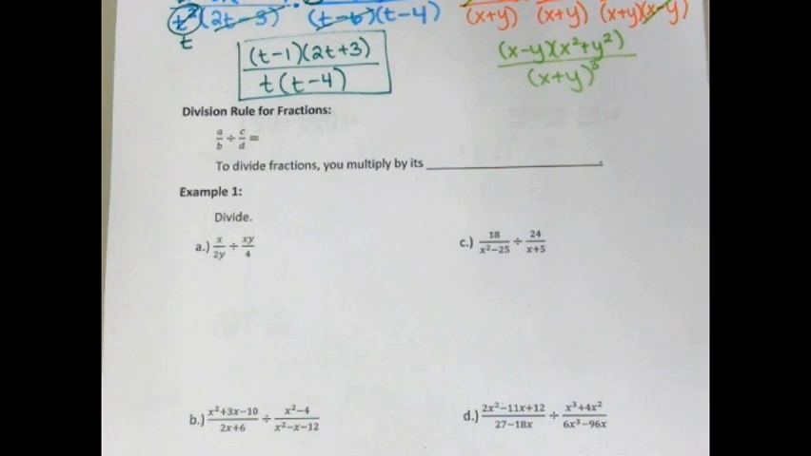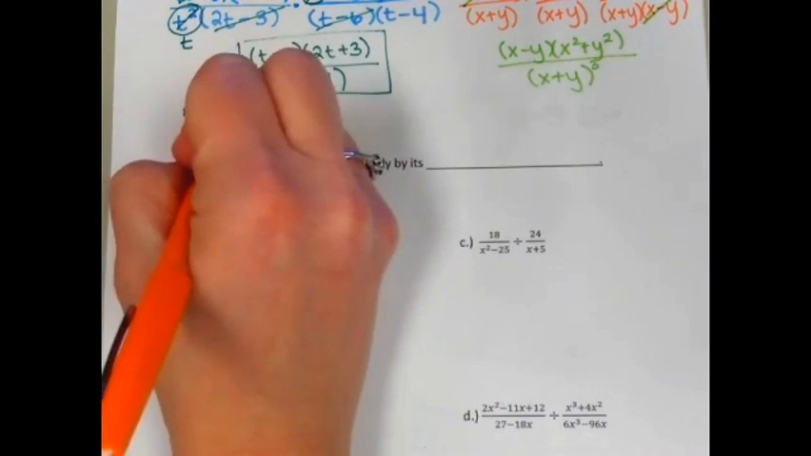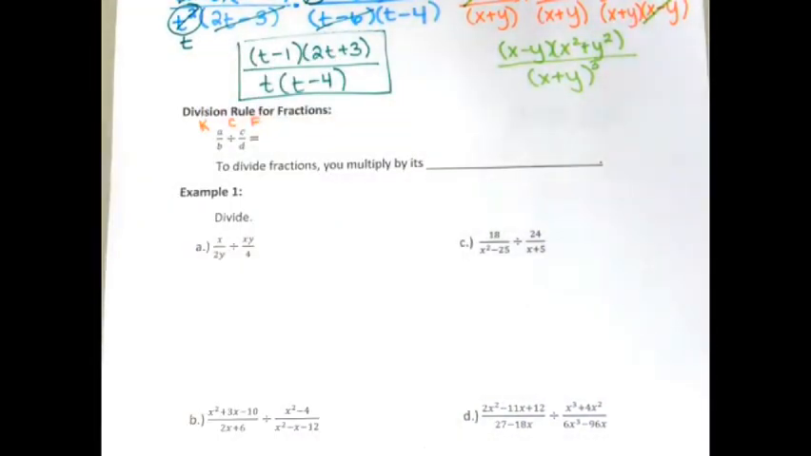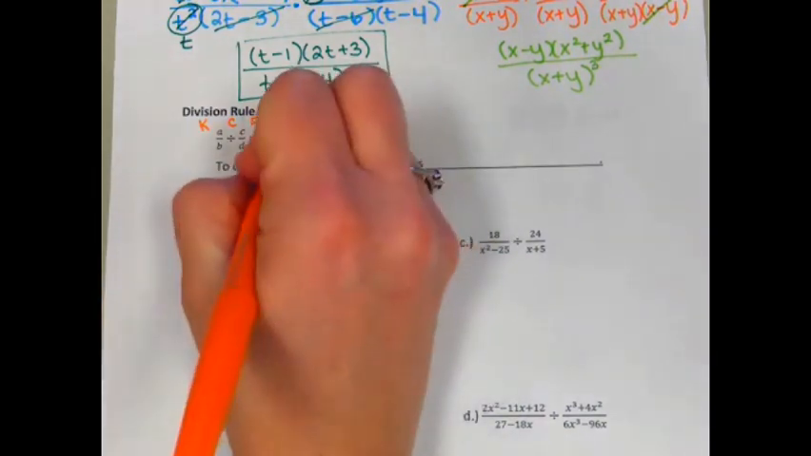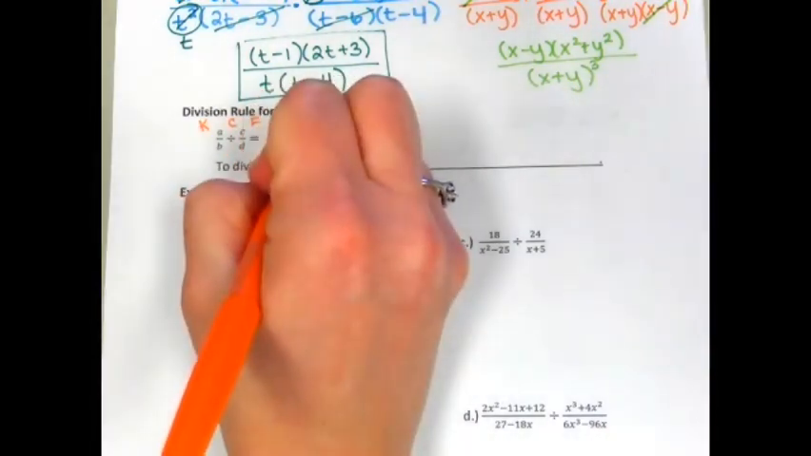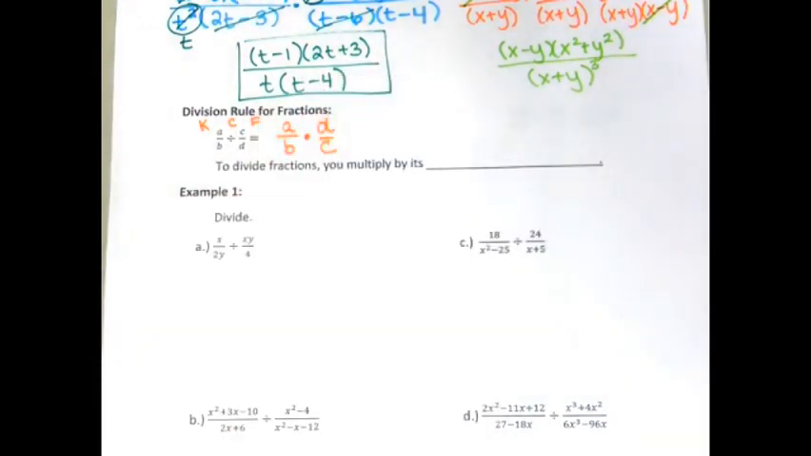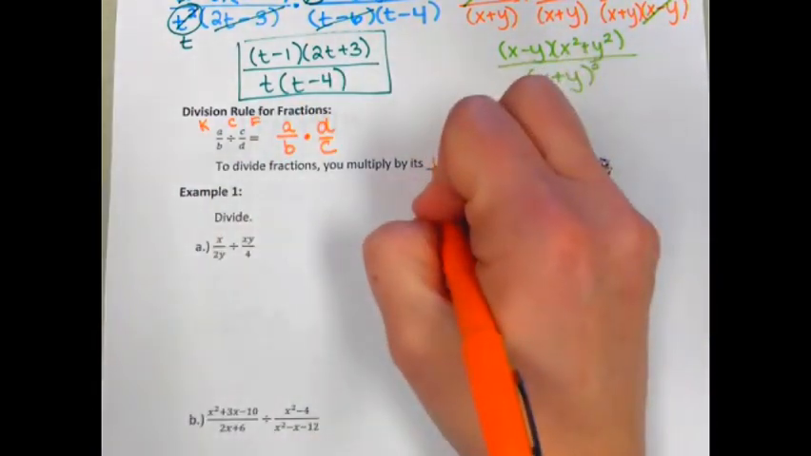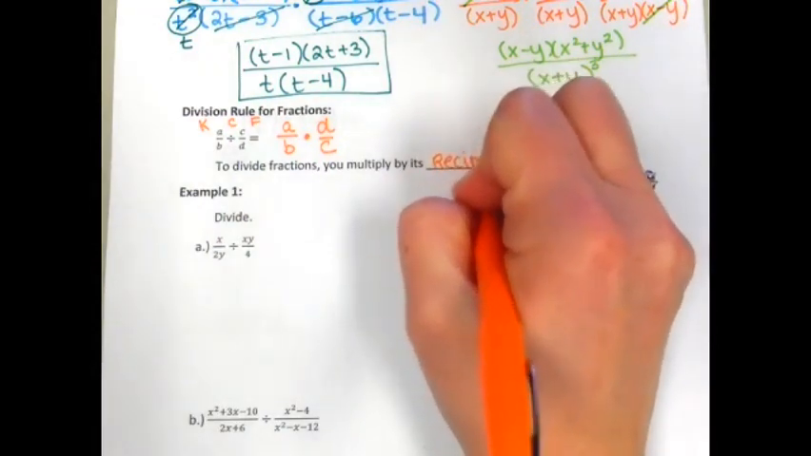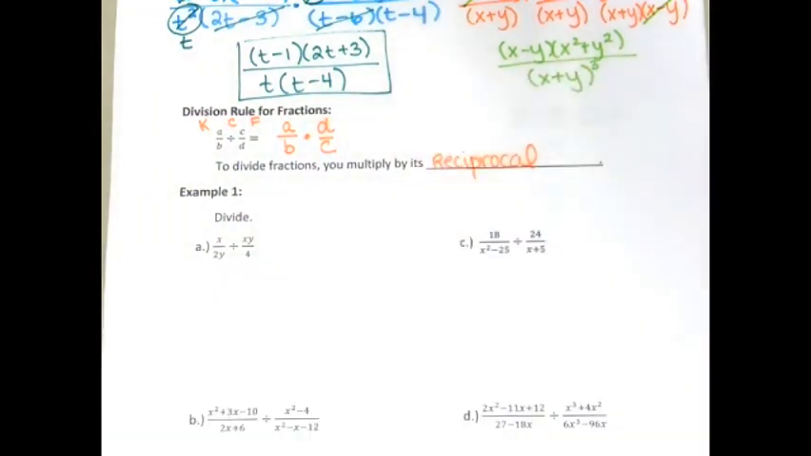We can to a point, right? But what do we actually have to do to be able to do it? Multiply by its reciprocal. We keep it, we change it, and we flip it. So A over B divided by C over D is equal to A over B times what? D over C. Okay, so to divide fractions, we multiply by its reciprocal. So the first fraction always stays the same. The second always flips, right? Okay.